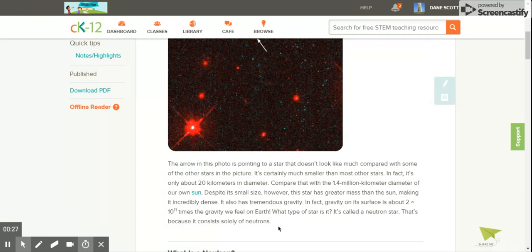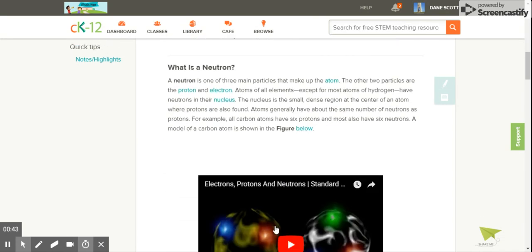It also has tremendous gravity. In fact, gravity on its surface is about 2 times 10 to the 11th times the gravity we feel on Earth. Holy cow. What type of a star is it? It's called a neutron star. That's because it consists solely of neutrons.